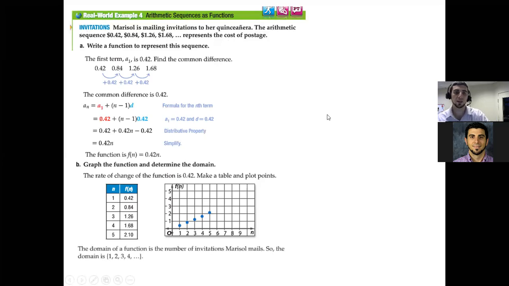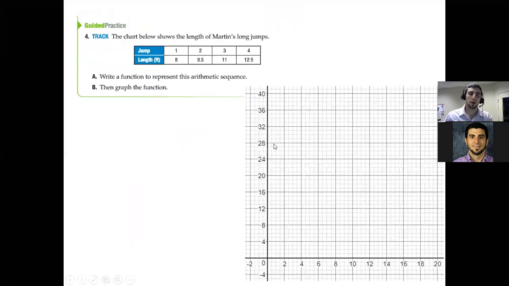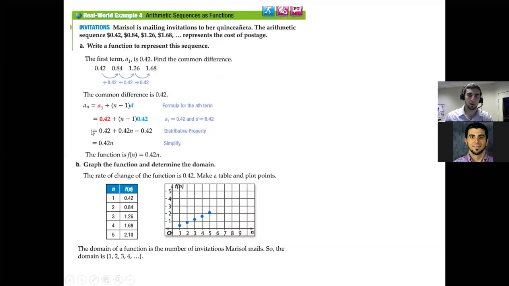All right, so the domain of the function is the number of invitations she mails. So the domain is {1, 2, 3, 4}. Notice we put it in braces so that it's set notation.